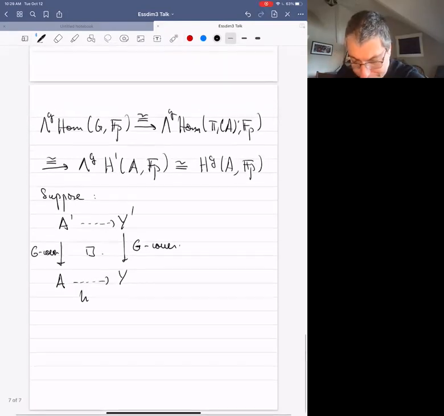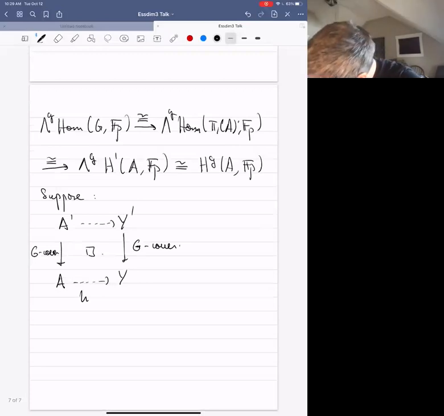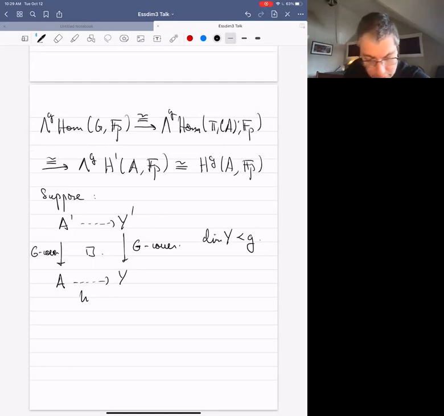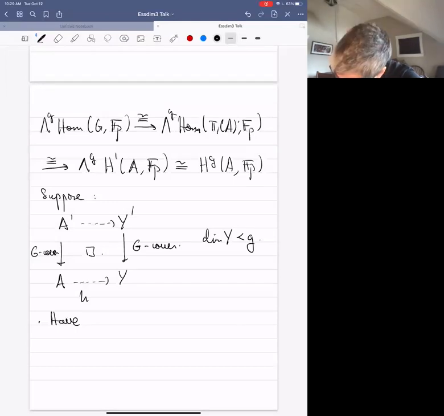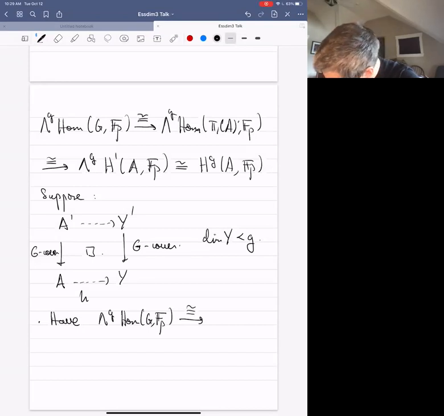Well, so it's a G cover, and let's suppose the dimension of Y is less than G. Okay, so then we can use the construction that I just made above. So what do I have? I have this map that I constructed above, and here I have an isomorphism with HG of AFP.